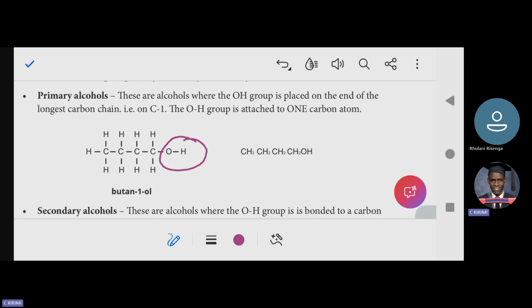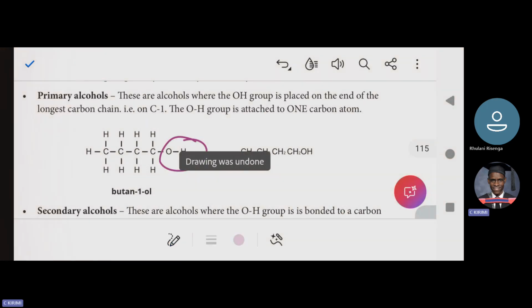This OH group is at the end. So it becomes a primary what? Alcohol, which means the group is at the terminal. The carbon which has the OH group is at the terminal, which means in these alcohols the OH group is placed at the end of the longest chain, i.e. carbon number 1. So the OH group is attached to 1 carbon atom. That's where it's attached. So butanol, which means butan-1-ol, is a primary alcohol.